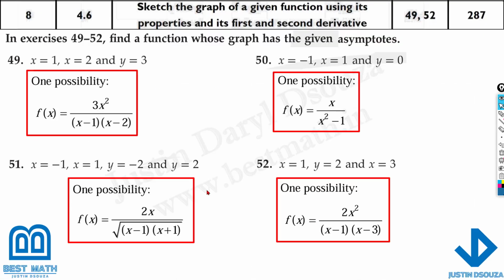Most importantly, to solve these problems, just look into the options, eliminate the options, and then choose the correct answer.